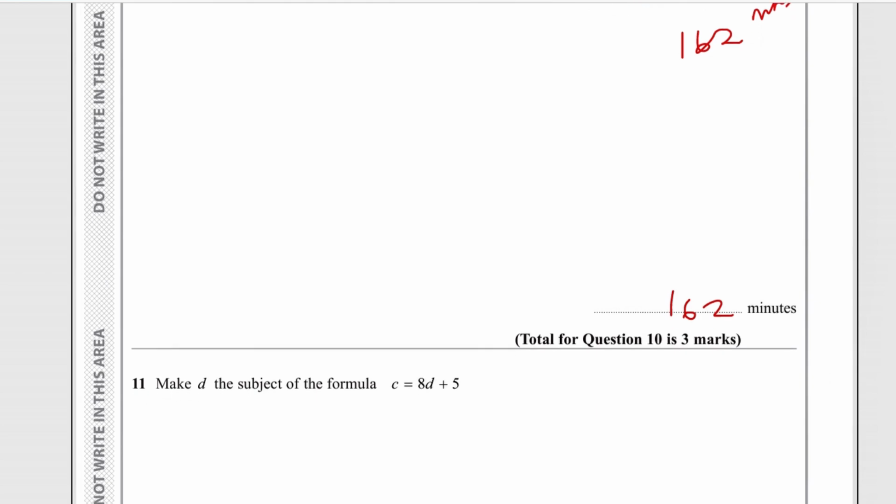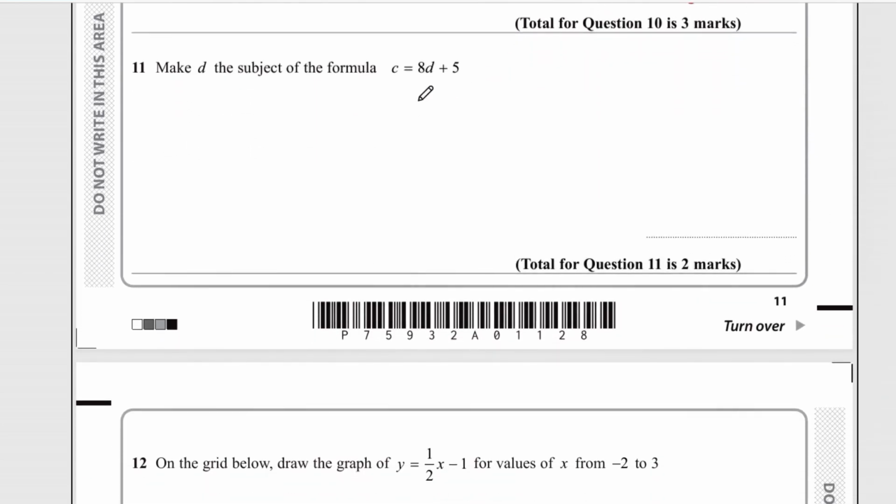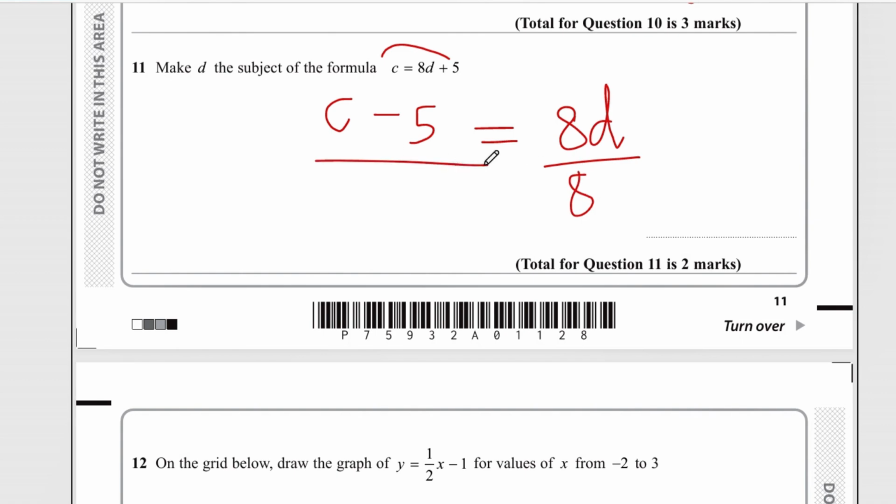Okay, question 11. Make D the subject of the formula. C equals 8D plus 5. You need to isolate D by bringing plus 5 to this side. When plus 5 goes to that side, it becomes minus 5. So C minus 5 is equal to 8D. How do you make D stand alone? The coefficient of D is 8, so divide both sides by 8. And D is equal to C minus 5, divided by 8.